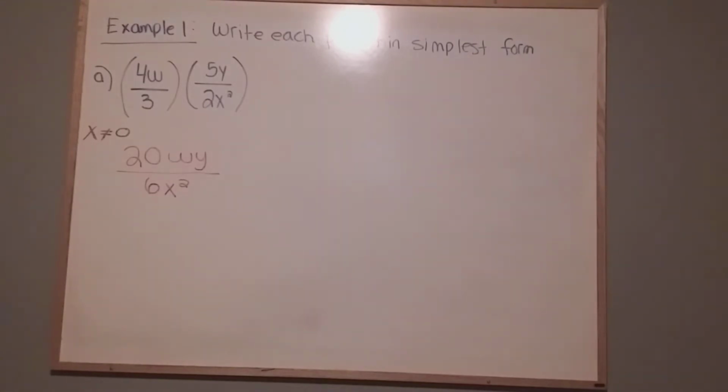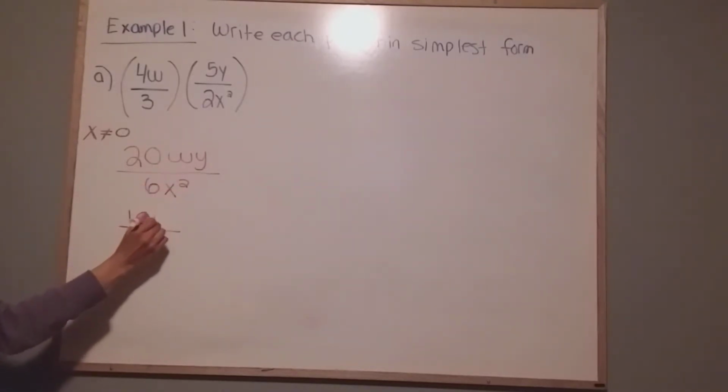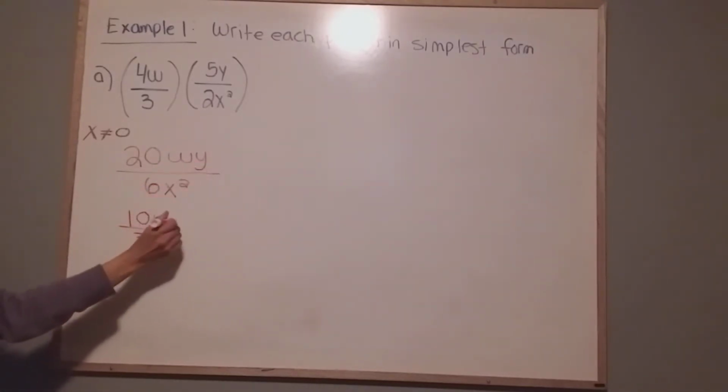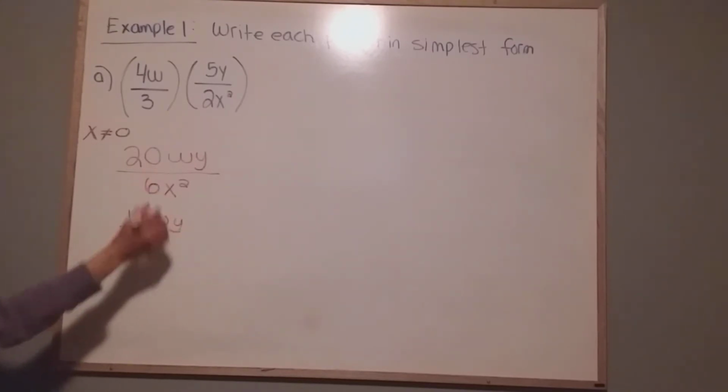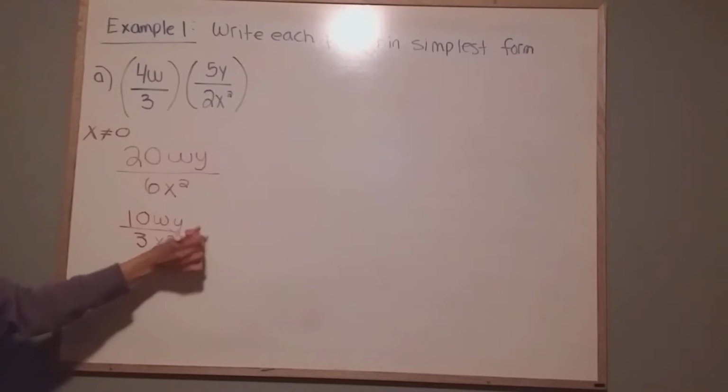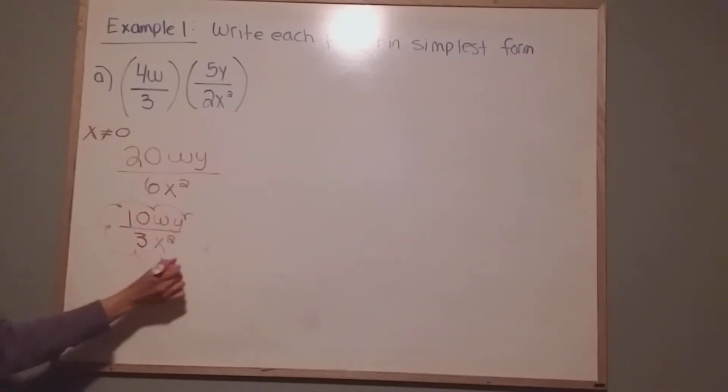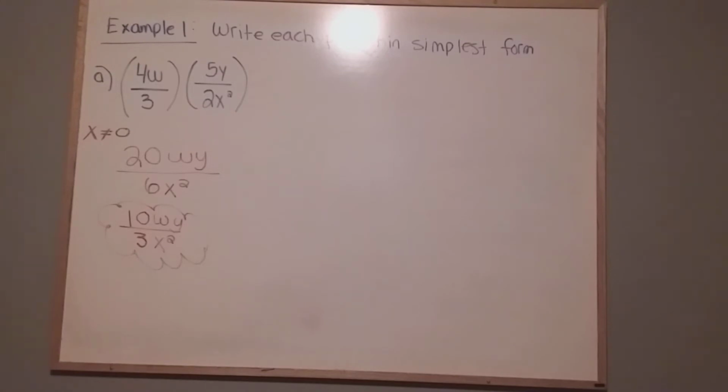My last step is to reduce. When I reduce, I look at my coefficients separately. 20 and 6, I can make that smaller by dividing by 2, which gives me 10 and 3. And then I look here, I have a w, there's no w, so w stays. I have a y, there's no y, so the y stays. I have an x, there's no x too. So my final answer is 10wy over 3x squared with the restriction of x cannot equal 0. You have to show me your restriction. Restrictions are very, very, very important.